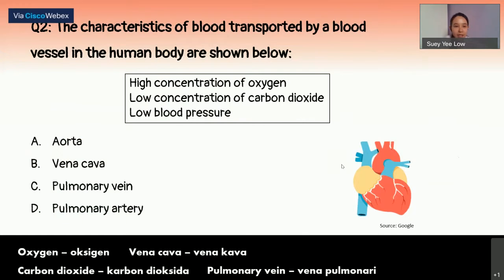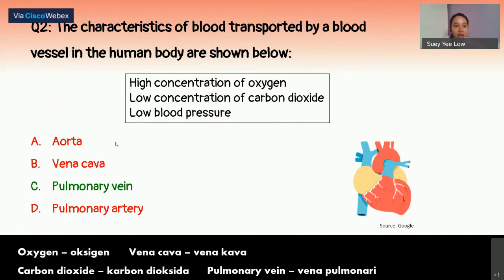So the answer here is the pulmonary veins. Why? Because it's the only veins that carry oxygenated blood. The pulmonary artery is the only artery that carries deoxygenated blood. The vena cava collects the deoxygenated blood from other body parts, so basically it has a low concentration of oxygen. How about aorta? For aorta, we have high concentration of oxygen, of course, because the aorta is the blood vessel that carries your oxygenated blood to all parts of your body.